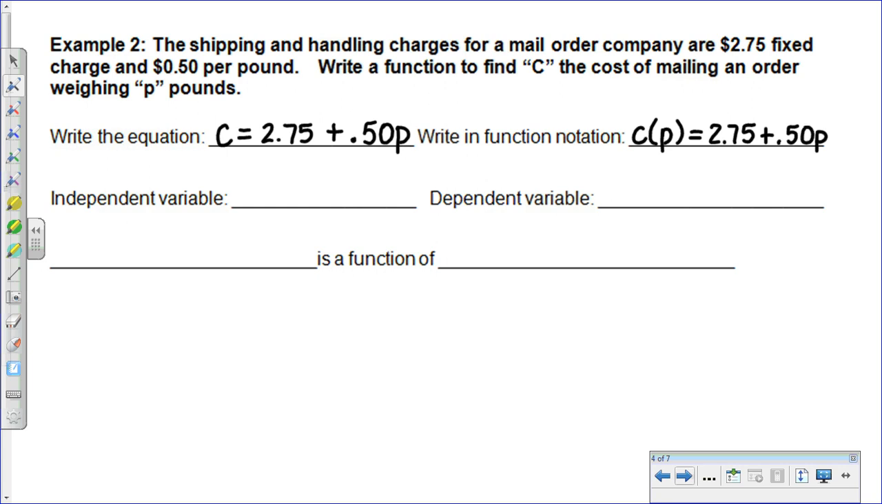Looking at our equation, we can identify the independent variable and the dependent variable. The independent variable is inside the equation. The dependent variable is outside. So our independent variable here is P, which represents the pounds. The dependent variable is C, which represents the cost.